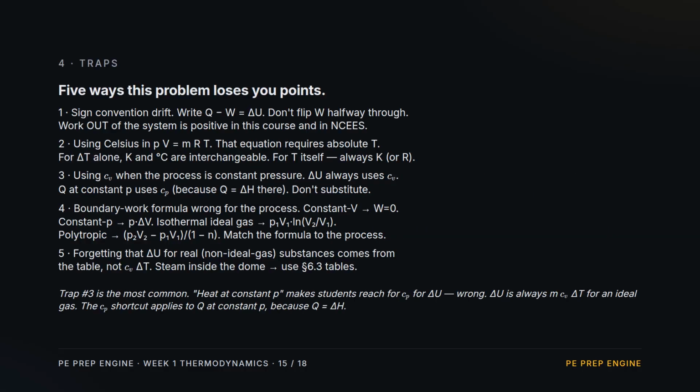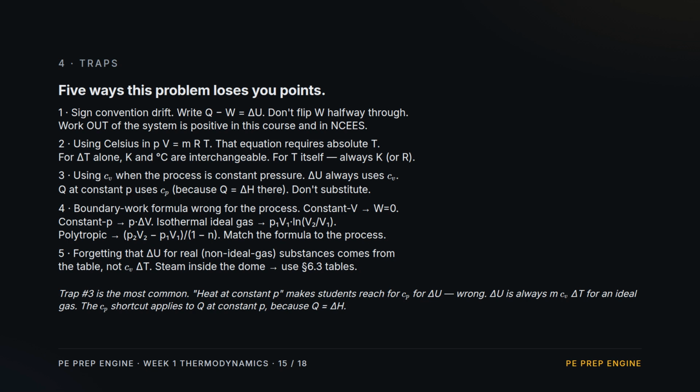5 ways this loses points. 1. Don't let sign convention drift. Q minus W equals delta U, W positive out. 2. Absolute temperature in PV equals mRT, Kelvin, not Celsius. For a delta T it doesn't matter, for T itself it does. 3. The highest impact trap. Delta U for an ideal gas is always Cv times delta T. The Cp shortcut is for Q at constant P, not delta U.